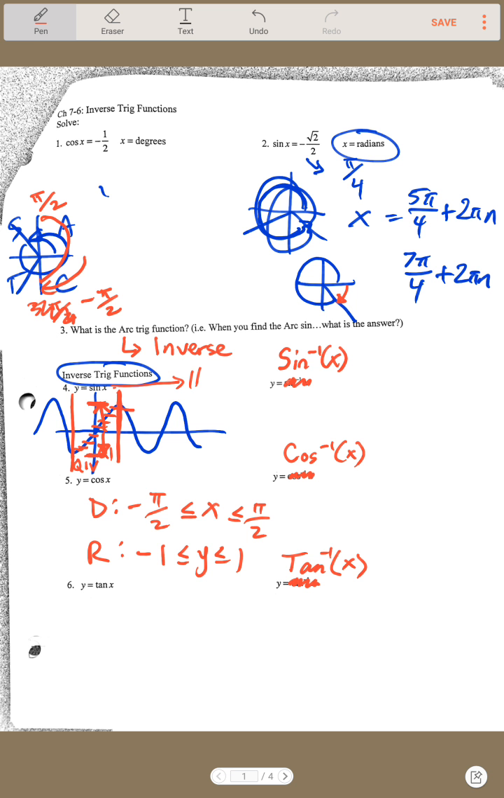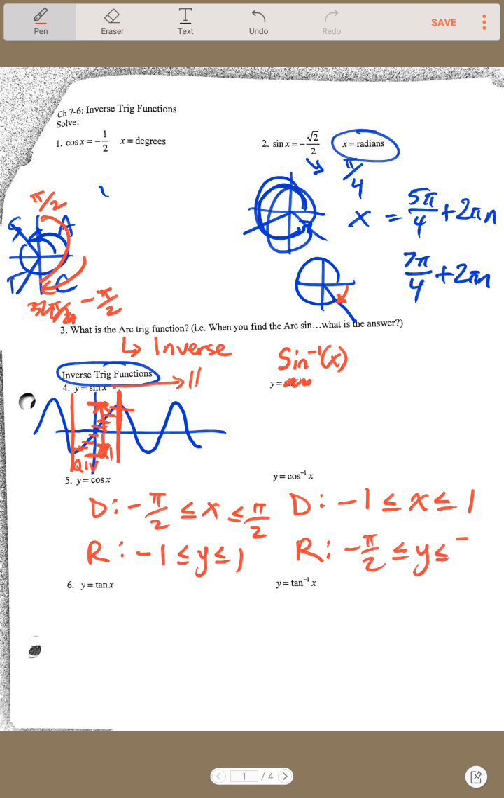Okay, so if we take a look at the inverse sine, keep in mind that in order for the inverse sine to occur, the domain and range must basically be flipped. Which means if the original domain was negative pi over 2 to pi over 2, and the range was negative 1 to 1, we're going to swap them. So the new domain of our inverse function will be negative 1 for the x values to positive 1, and the range will be negative pi over 2 to pi over 2. Okay, so everything basically gets flipped.